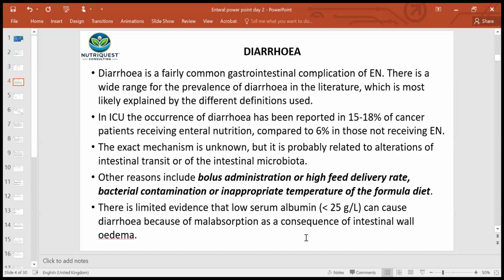Of course, other reasons include bolus administration or high feed delivery rate, bacterial contamination, or inappropriate temperature of the formula diet. And you remember yesterday we even got some confessions that many a time, if you are working in a hospital setup, you find many patients who are on enteral feeds are rarely fed. Sometimes they are forgotten.